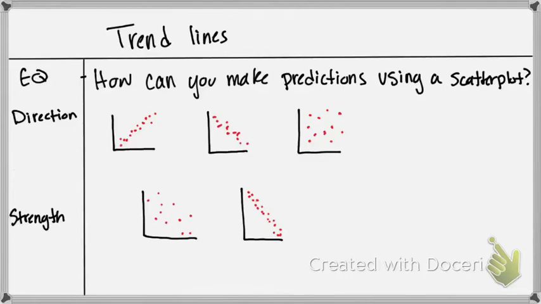Today we're going to be looking a little bit more into trend lines and scatter plots, and our essential question is how can you make predictions using a scatter plot? And first I want to review what we learned on the previous notes.